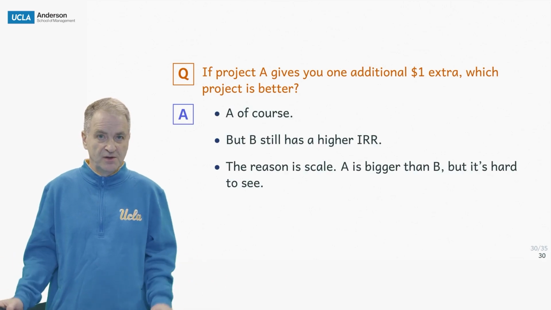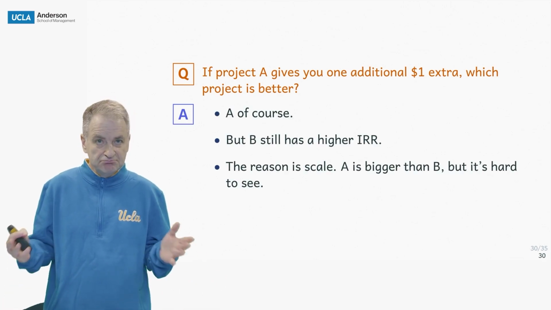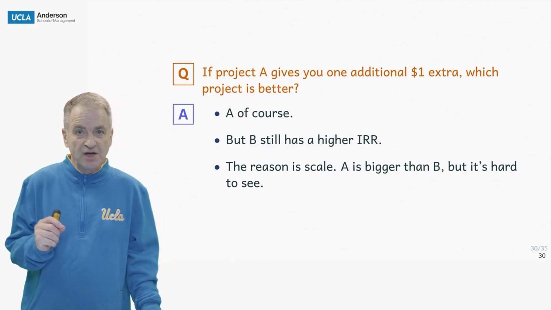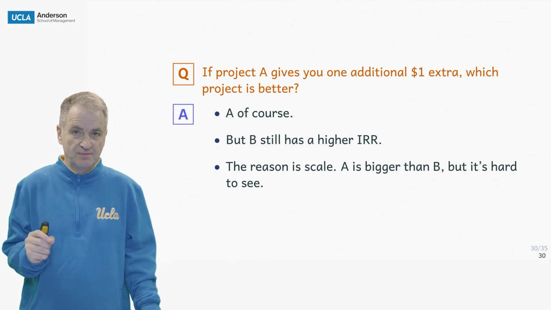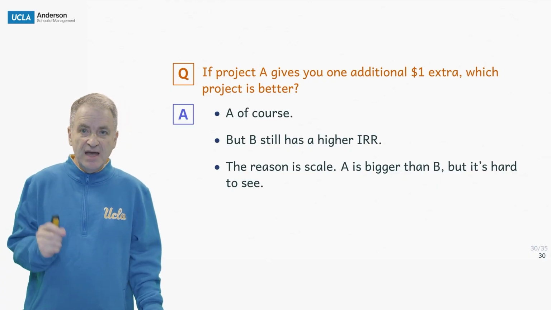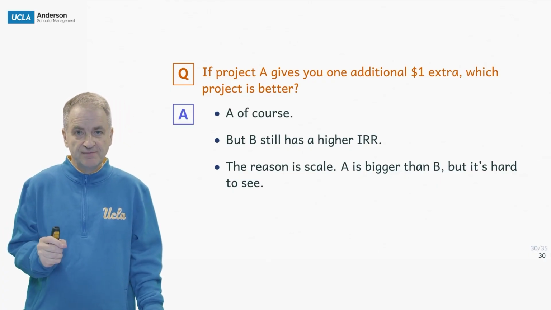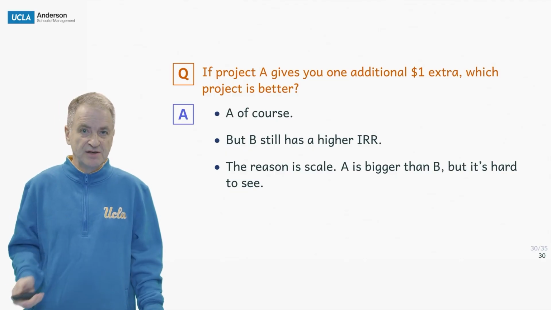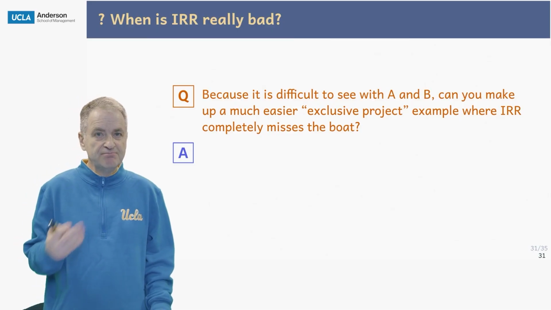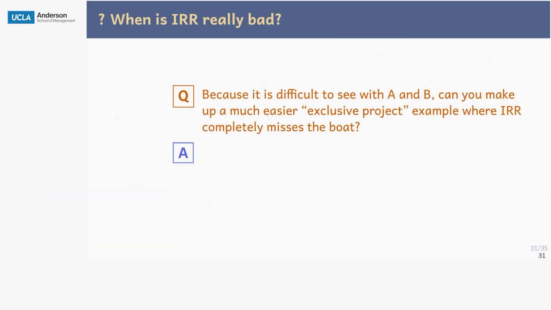A, of course. Before they were the same. Now A is better. But B is still going to have the higher internal rate of return. The reason why this is so is scale. A is a bigger project than B. It's harder to see in this particular example, so can you think for me and give me an example where this is much easier to see? Please pause this video now, answer the question on a piece of paper, and then continue.